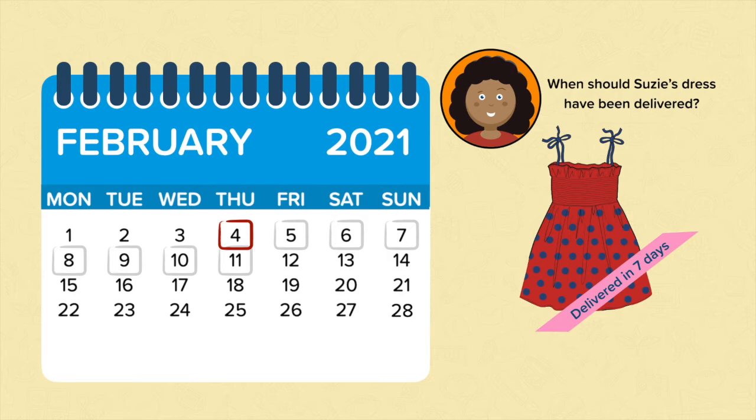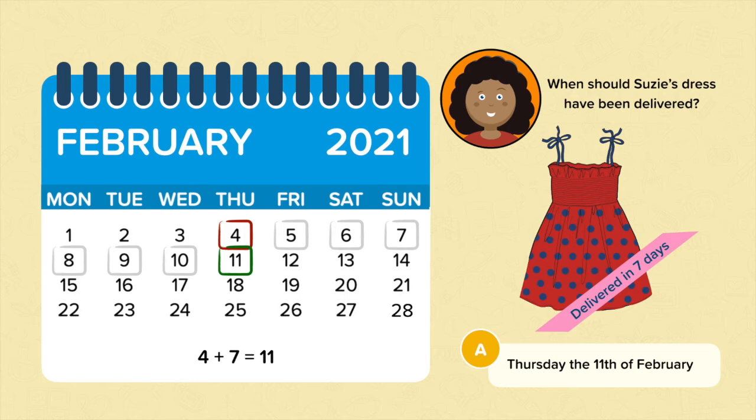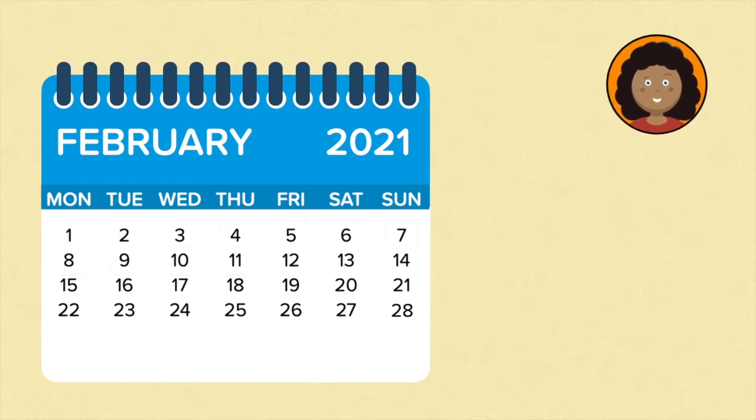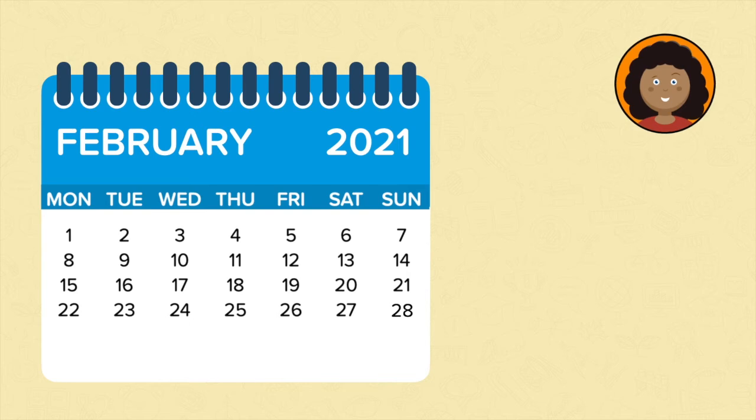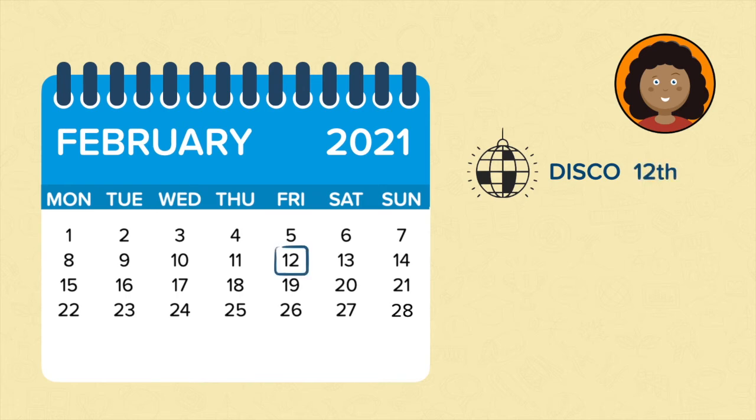7 days is 1 week, so a quick way to count forward in weeks is just to move down the column to the next Thursday, or simply add 7 to the date. 4 add 7 is 11. So Susie's dress should have been delivered on Thursday, the 11th of February. Susie's dress arrived in time for the school disco, which was on Friday, the 12th of February. Let's mark the 12th on the calendar.